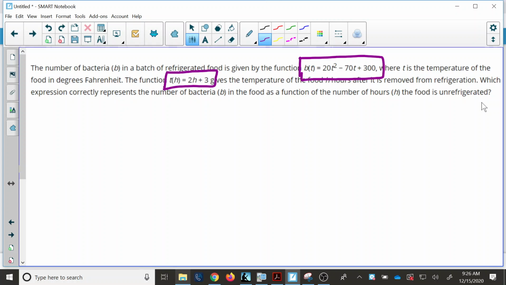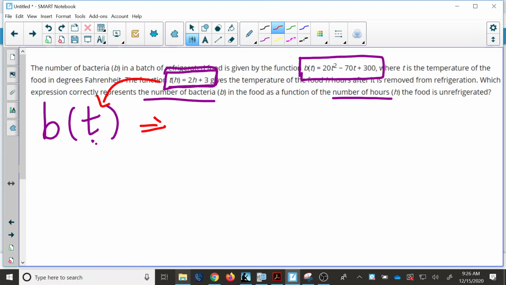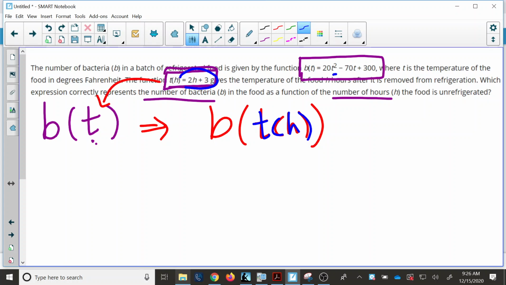So let me write down the function b of t. This is the number of bacteria. That's what we need to express. But we need to express this not in terms of temperature, but in terms of number of hours. So I'm going to put b of t of h. All I need to do is, in terms of t, I'm going to plug in 2h plus 3.